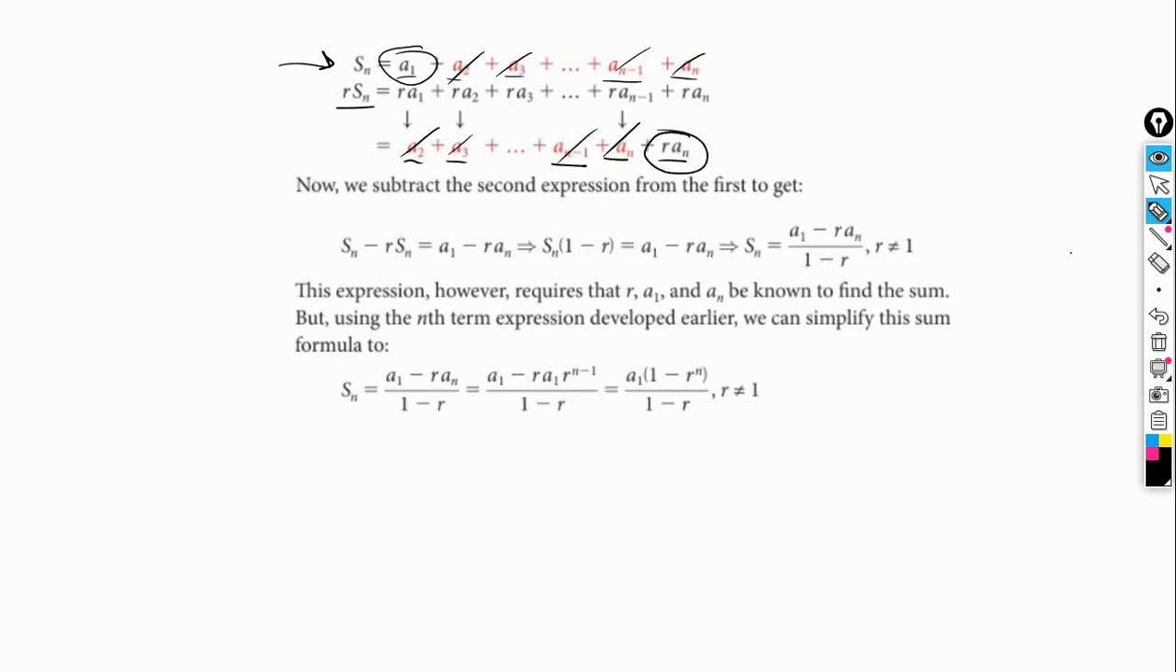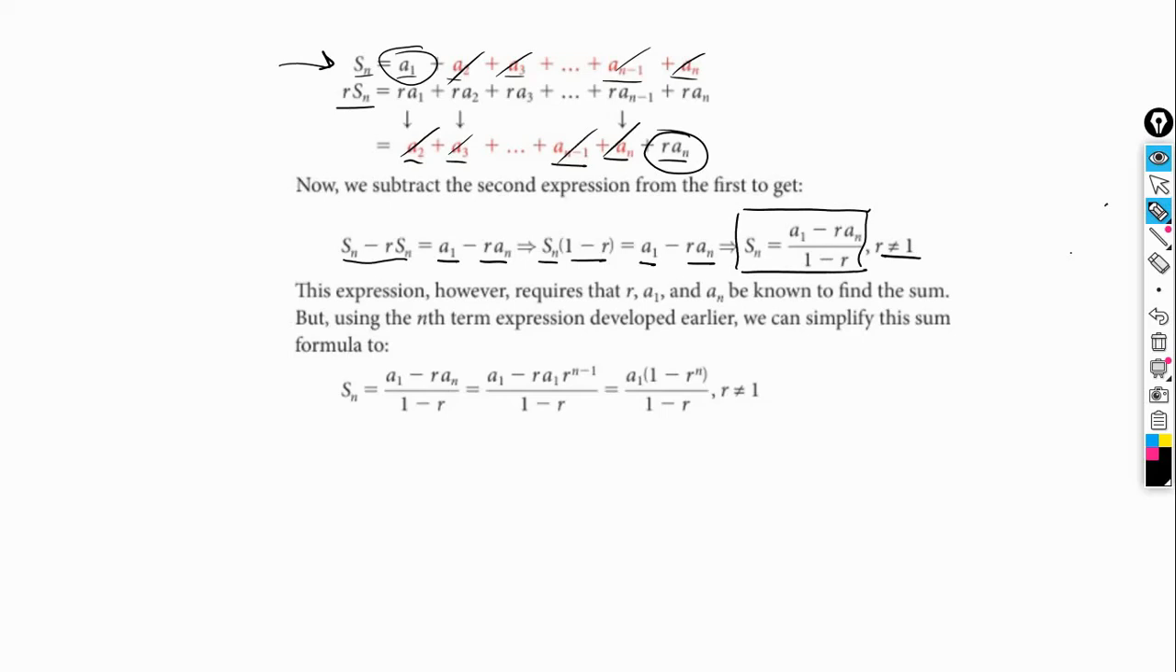So notice that this is the same as saying S sub n minus r times S sub n, as we see here. And then we get the first term minus the ratio times the last term. So if we rearrange this, notice that we have a common factor here. S sub n times 1 minus r is equal to the first term minus the ratio times the last term. So if we rearrange it, we get this, right? Of course, r cannot equal 1, otherwise it would be undefined.